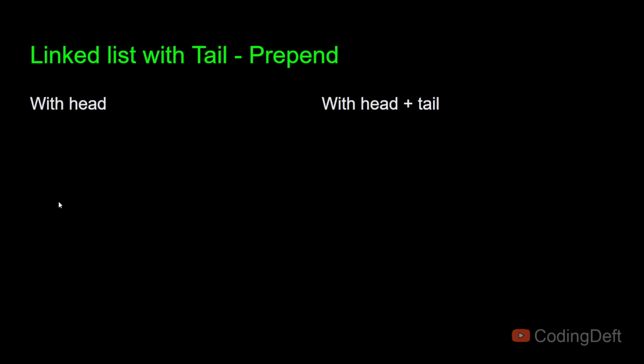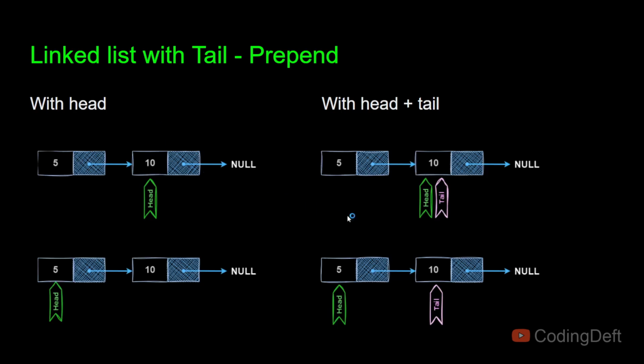And coming to prepend operation, it is both similar here. We will first point the newly created node to the head, and then we will point the head to the newly created node. There will not be any update to the tail, so both the operations are same.